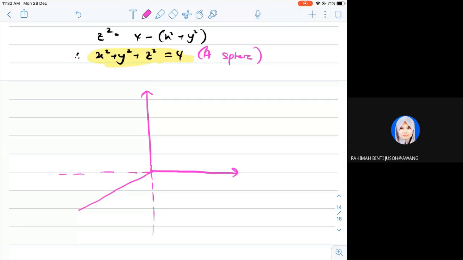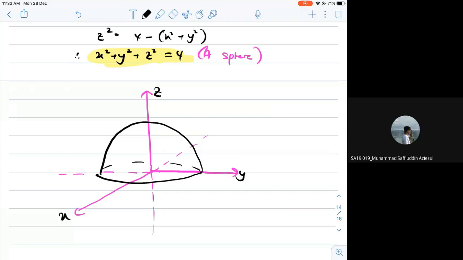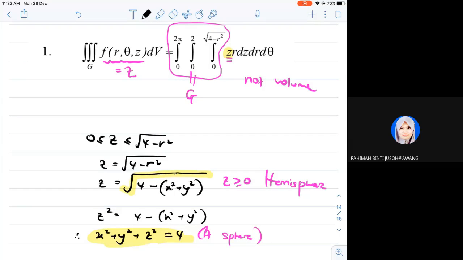Hemisphere. x, y, z. What's the radius of this hemisphere? 2. Yes, equals to 2. Thank you very much. Equals to 2, negative 2. Here should be 2, here should be negative 2. Okay, what else? We have radius. Okay, limit of radius. Memang complete lah because from 0 until 2. So we have radius r equals to 2, yes.